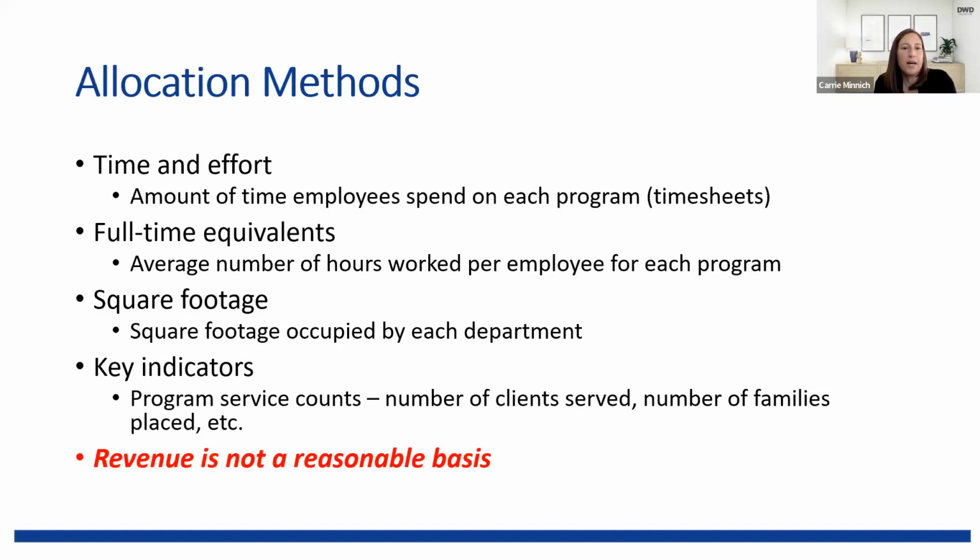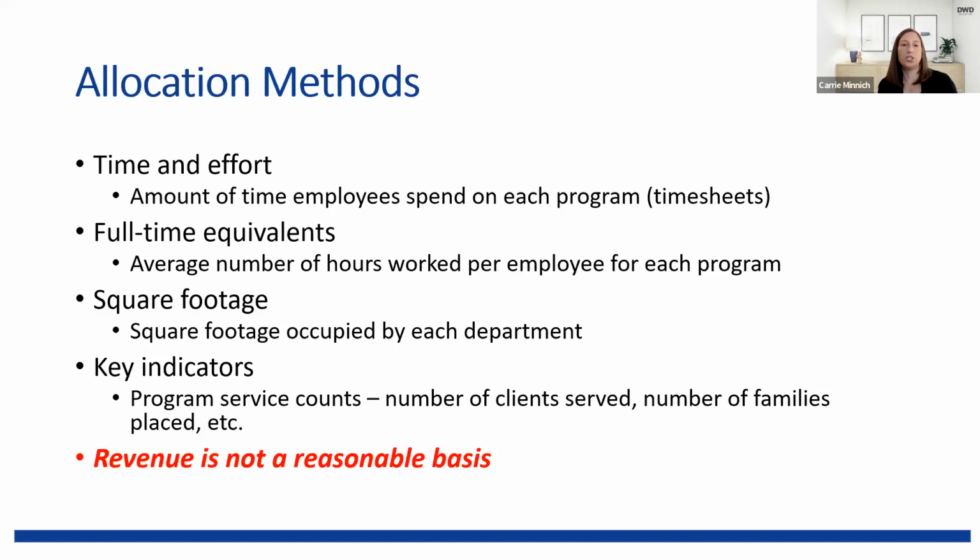So when we're talking about allocation methods, this is again for those indirect expenses, those costs that are going to go to more than one function. Again, not your development director salary, not your program director salary, but maybe your executive director salary, who spends time in all three functions: program, management and general, and fundraising.